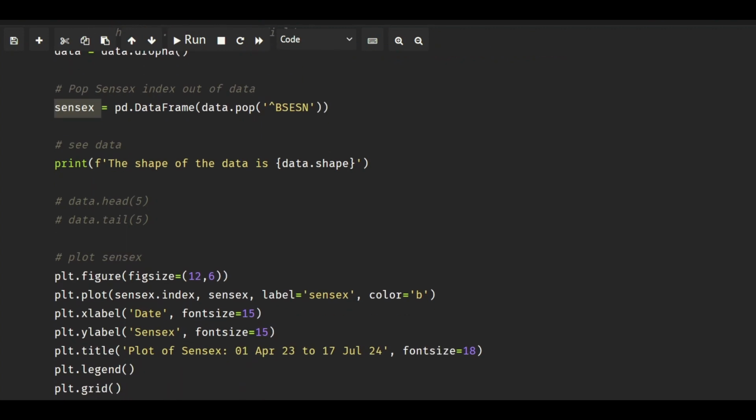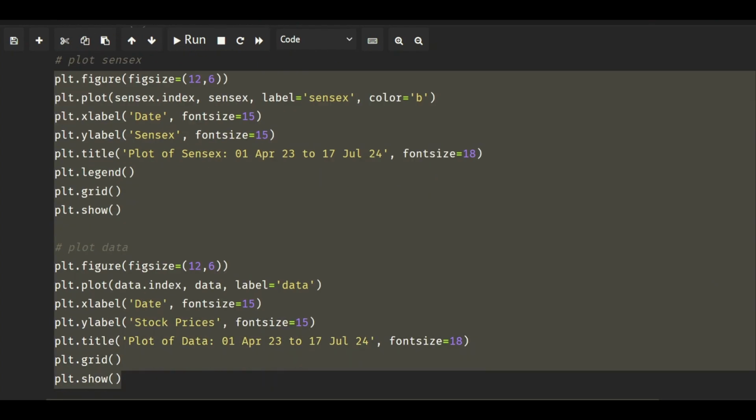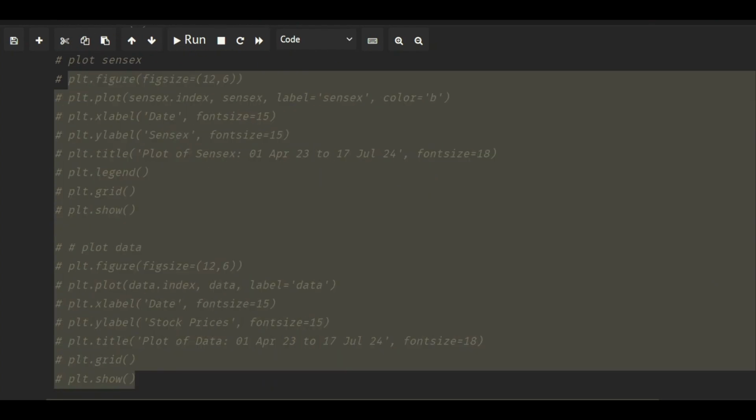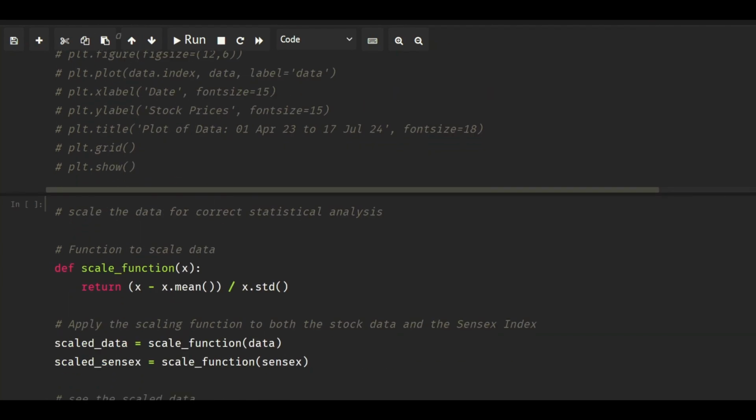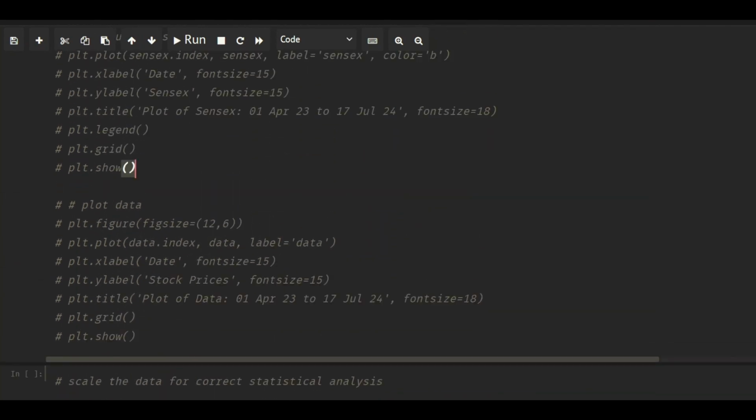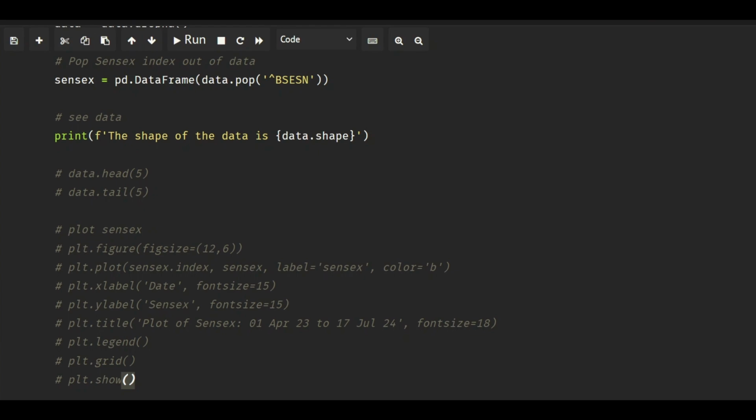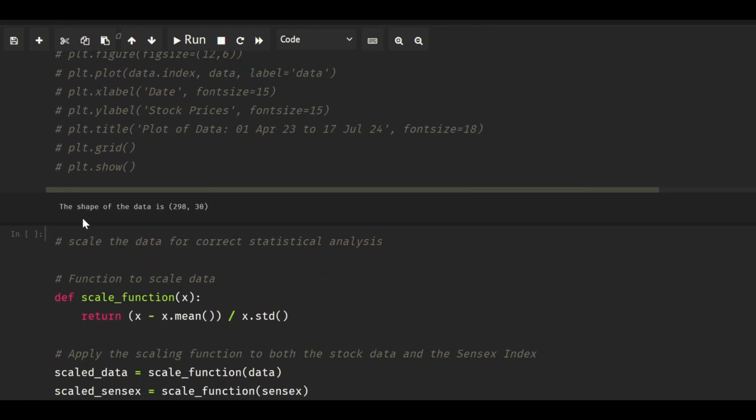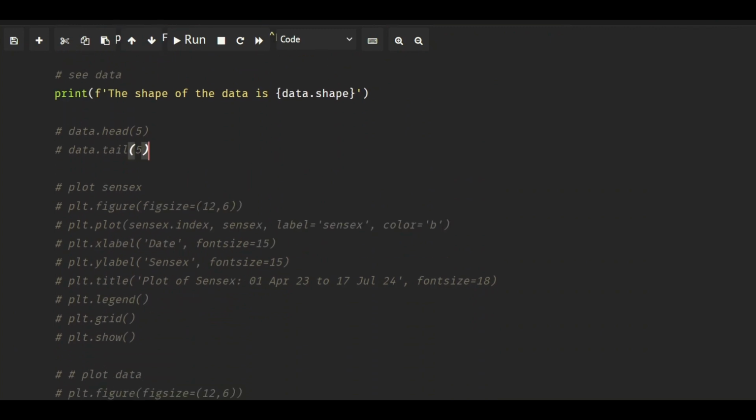So let's see the shape of this data. Let me just run this code. So as you can see, the shape of the data is 298, 30. That is 30 companies, 30 stocks, and 298 days of data. And let's have a look at this data.